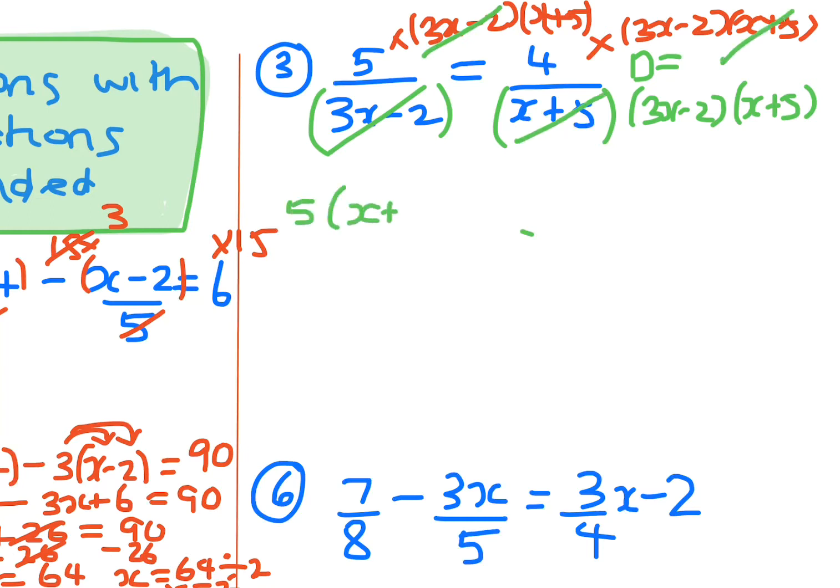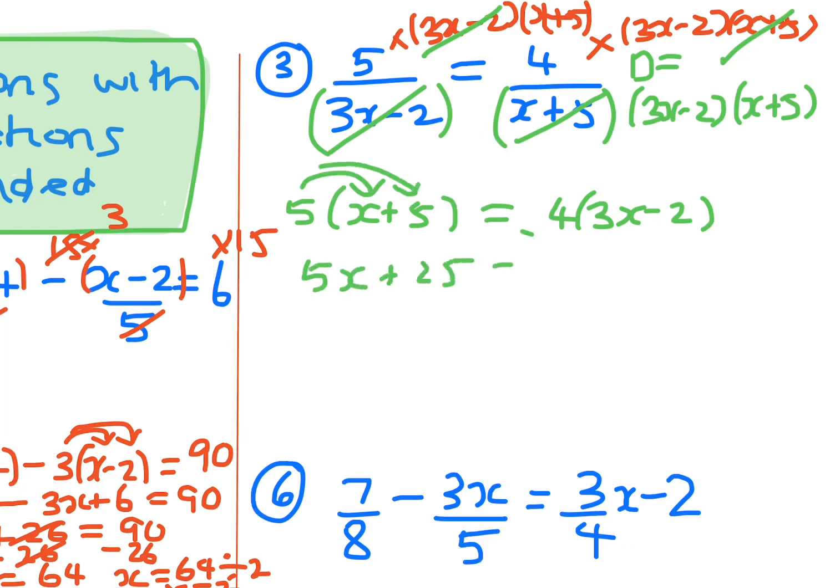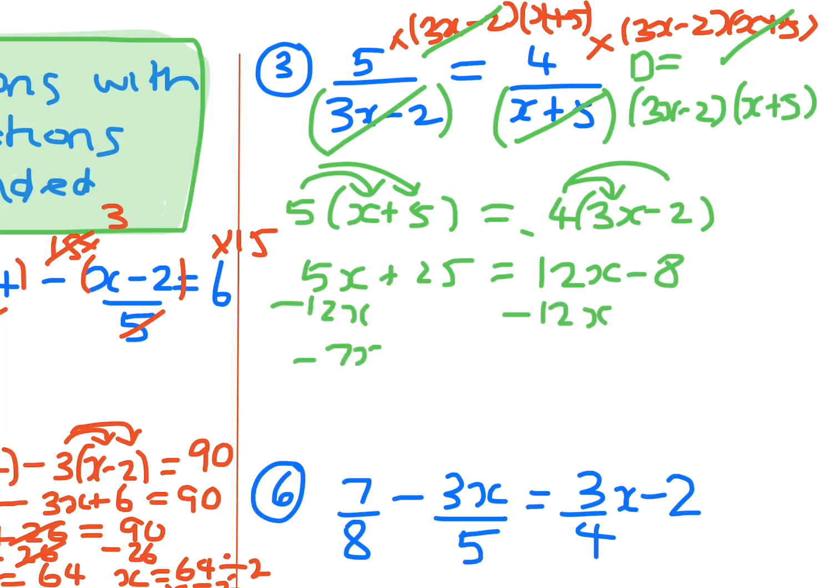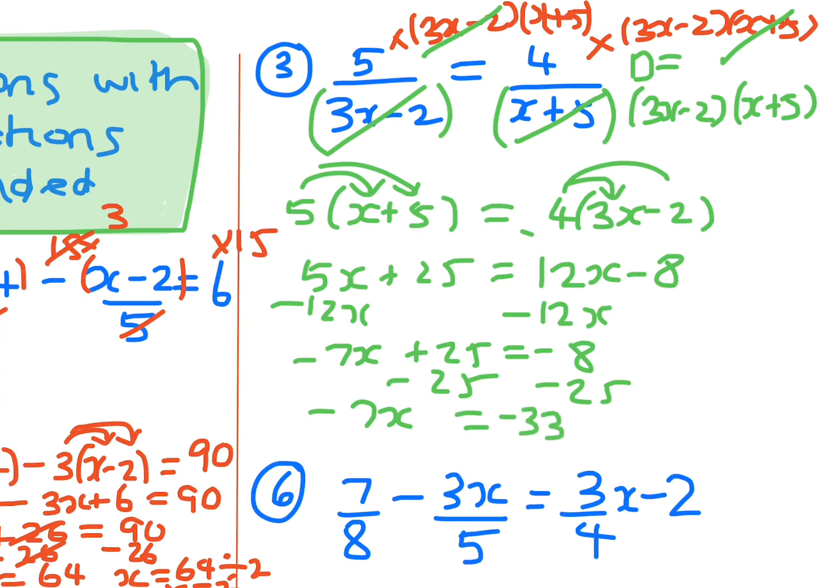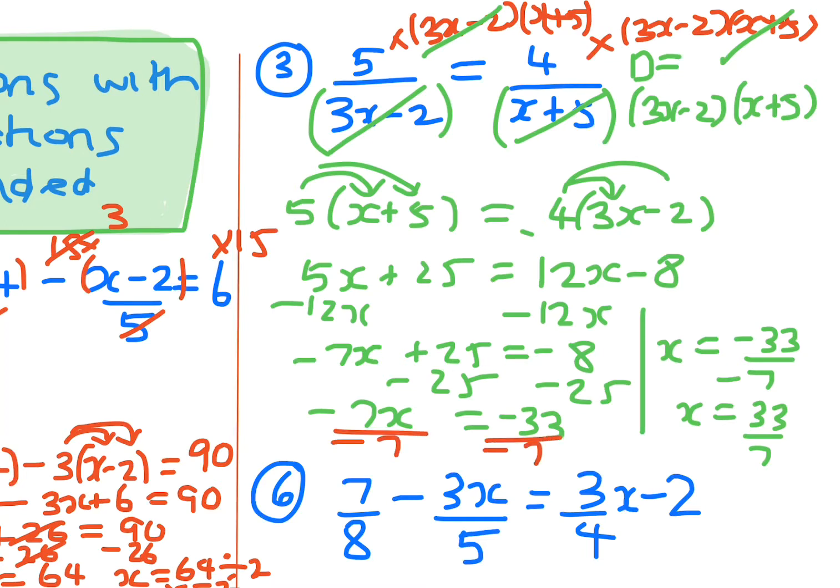So you're left with 5x plus 5 equals 4, 3x minus 2. And then it's just a really simple equation to solve. 5x, 5 5s are 25, 4 3s are 12, 2 4s are 8. So minus the 12x, and you get minus 7x plus 25 is minus 8. Minus 25, minus 7x equals minus 8 minus 25 is minus 33. And x will be minus 33 on minus 7, which is 33 on 7. That's because for this here, you divide by minus 7, divide by minus 7.